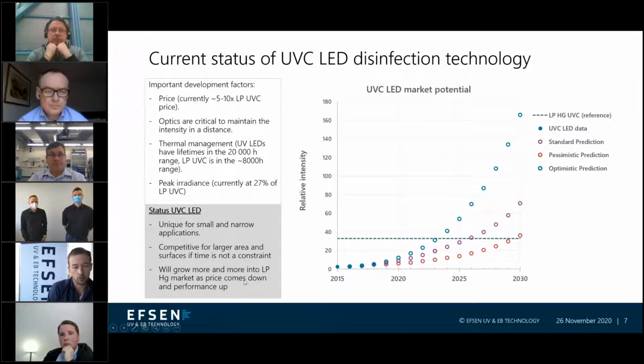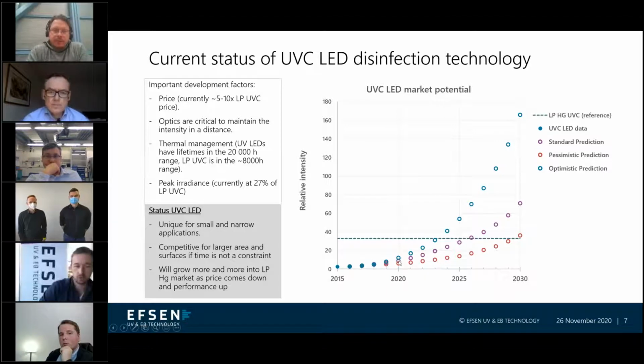LEDs will definitely grow more and more into the low pressure market as price comes down and performance comes up. This graph is our own little, you cannot base your future on it, but we are at about 27 to 30% of the irradiance of a low pressure lamp today. If the development goes fast, we're probably there in a couple of years. If it goes slow, it's going to take a decade.